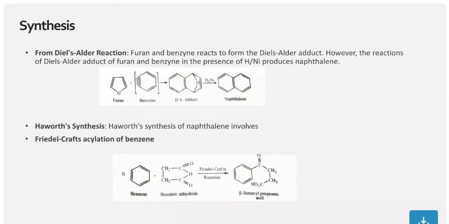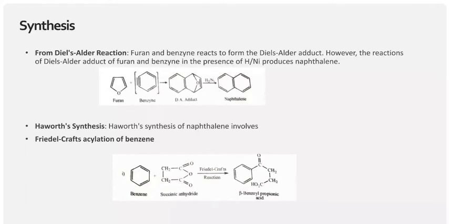From Diels-Alder reactions, furan and benzene react to form a Diels adduct. However, the reaction of the Diels adduct of furan and benzene in the presence of hydrogen and nickel produces naphthalene. So you know the adduct is formed when two compounds combine together. And then finally, you will get the naphthalene.